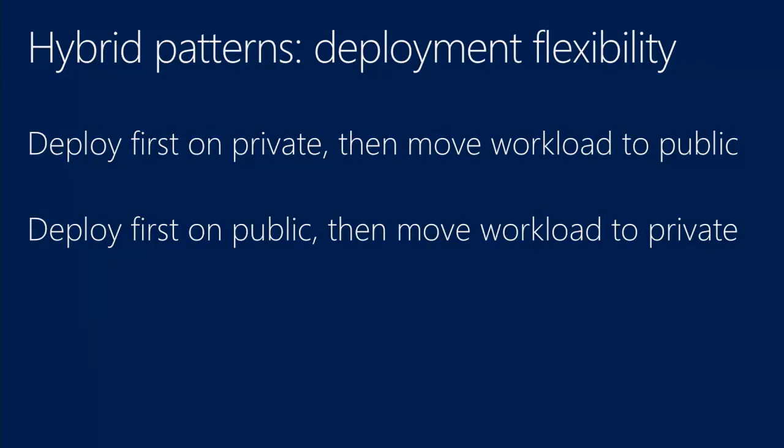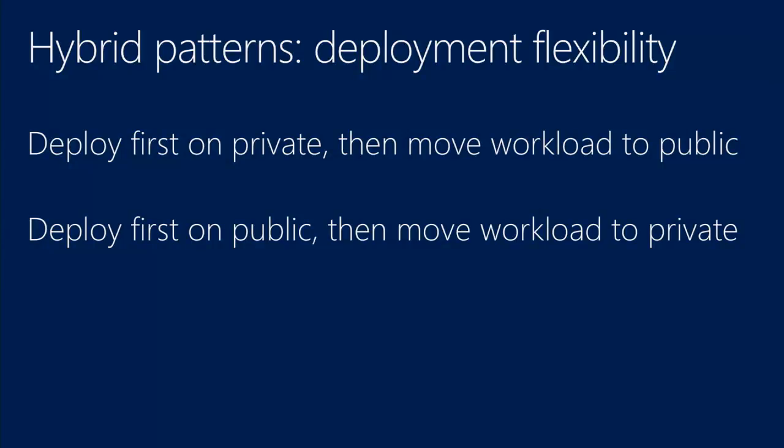One of the things that drives these hybrid evolutions is this idea of deployment flexibility. Again, how do I increase my speed to market, reduce the time to solution, as we saw in a previous slide. There are really two pattern types that we often see customers use. One is basically saying we're going to deploy first on private and then move the workload to public. The other is the opposite of that: we're going to deploy first on public and then move it to a private environment. So what are those scenarios and why would you want to do it?